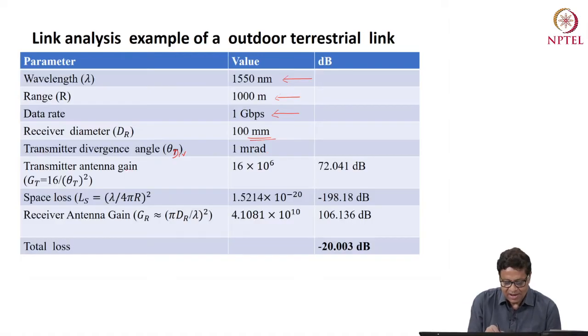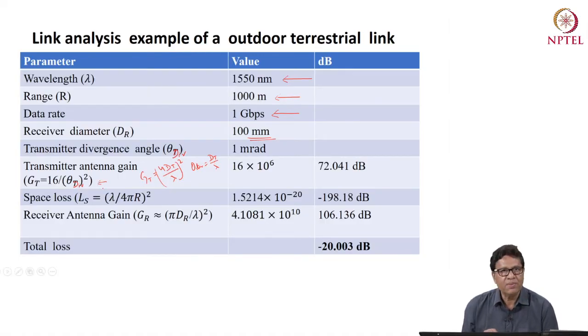So the transmitter antenna gain can be calculated using 16 divided by theta divergence whole square, because we had seen that transmitter gain is (4 pi dt over lambda) whole square, and theta divergence we also know is approximately lambda by dt. So putting in this value of dt here, you get the expression 16 divided by theta divergence whole square. So this is Gt, and if I convert this into dB, it is about 72 dB.